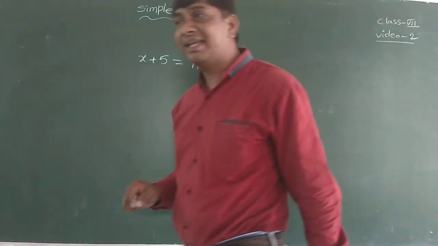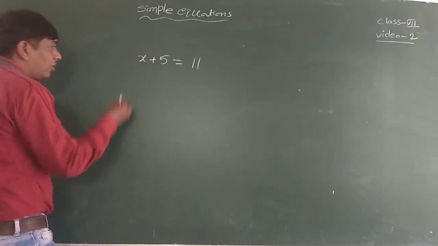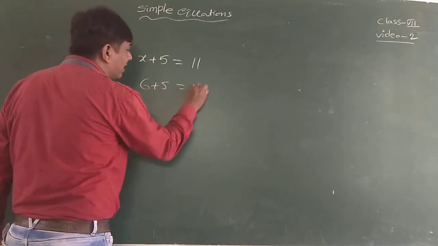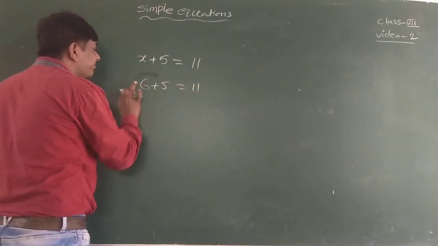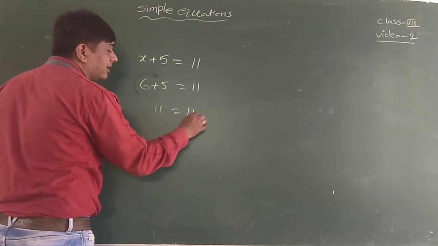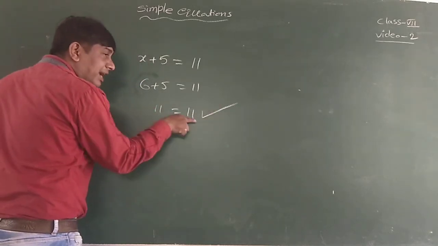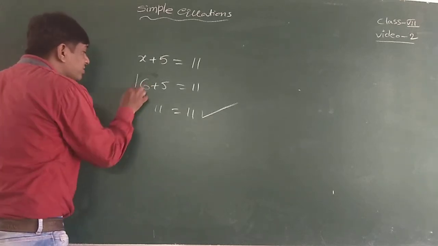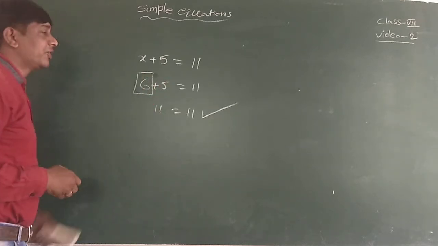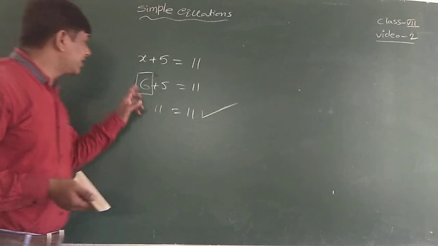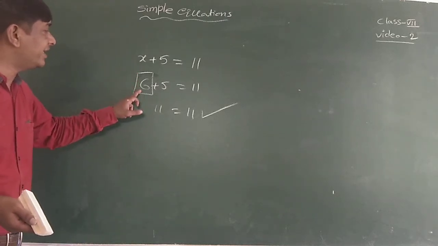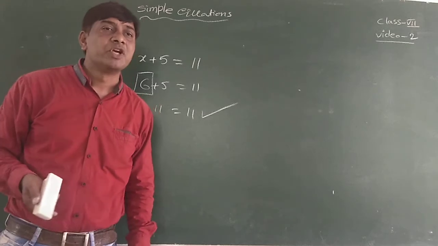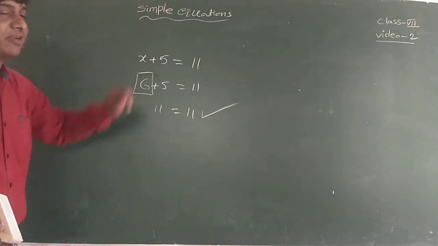Now, if I write 6 in the place of x, 6 plus 5 is equal to 11, so 11 is equal to 11. Is it correct? You got the same result on the left hand side and right hand side. When you substituted x with 6, you got the same result, so this 6 is called the solution of this simple equation.